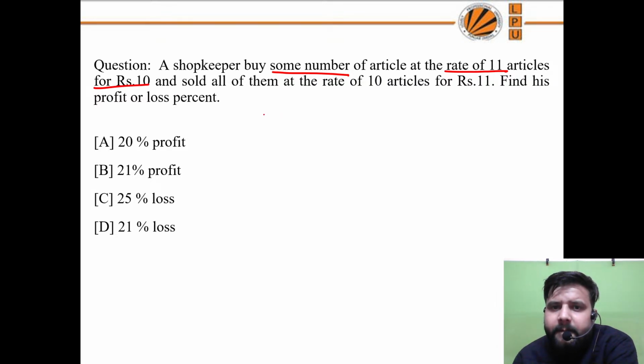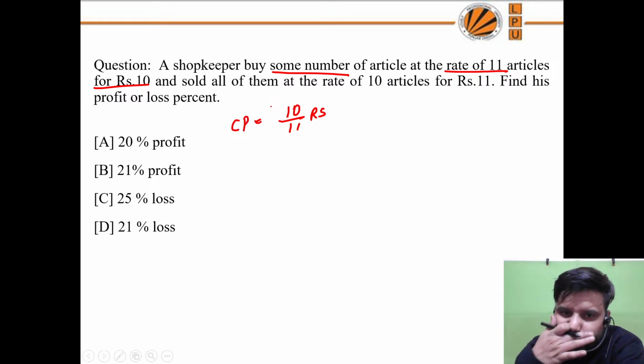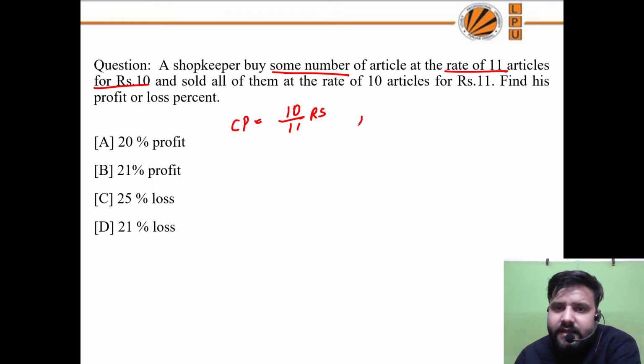He is buying 11 articles for rupees 10. So what is the cost of one article? That would be 10 by 11 rupees. It is the CP of an article. Now the selling price: he is selling 10 articles for rupees 11. It means the selling price of one article would be 11 by 10. Getting it?